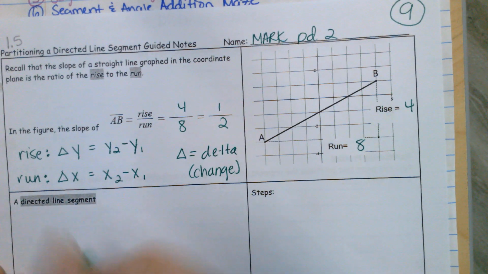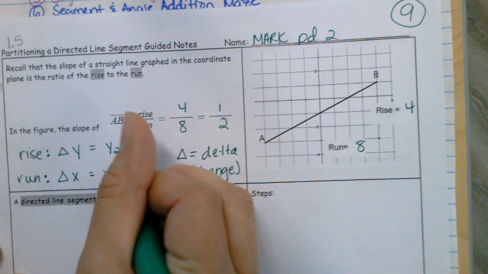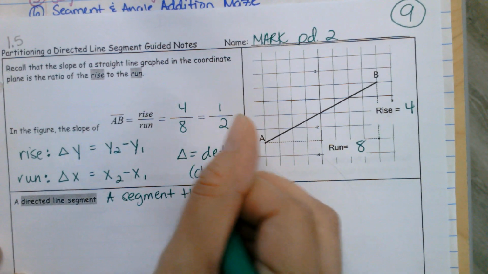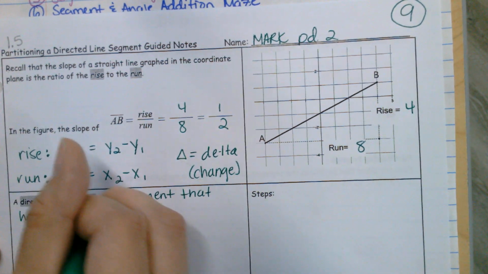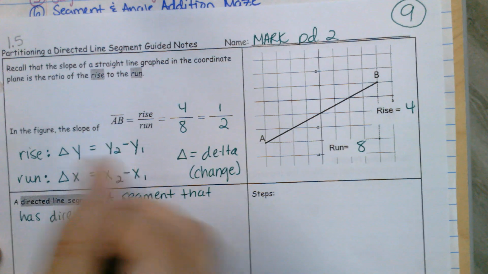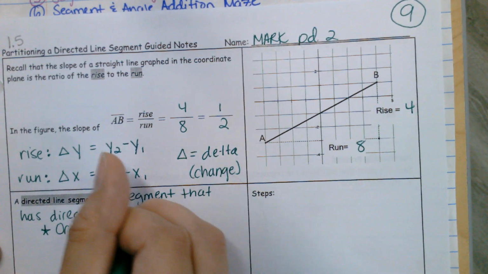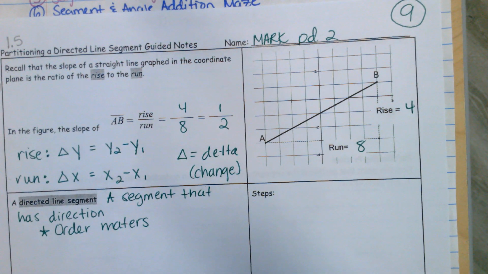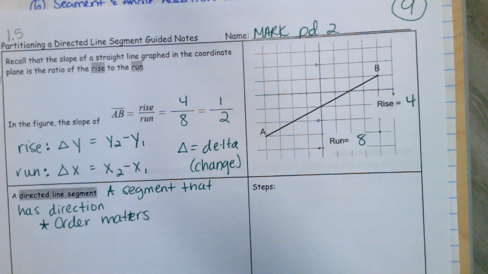So a directed line segment is a segment that has direction. That's it. Order matters. Always. Does matters have 2 T's? Yes. Okay, I was looking at that. That did not look correct.